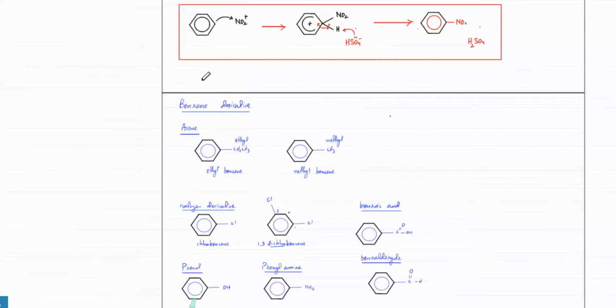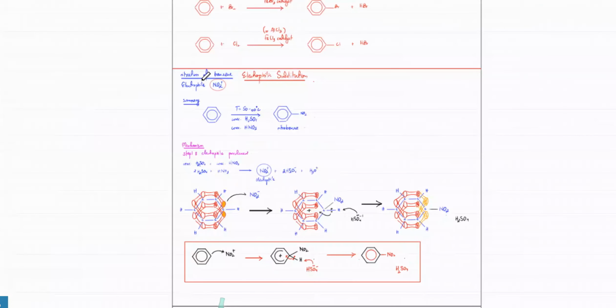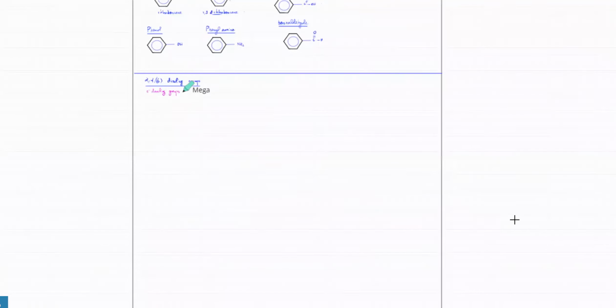So let's bring in the benzene. Where's our benzene? Let's bring in this benzene over here. And I'm going to explain what will happen if you attach a particular group to this.